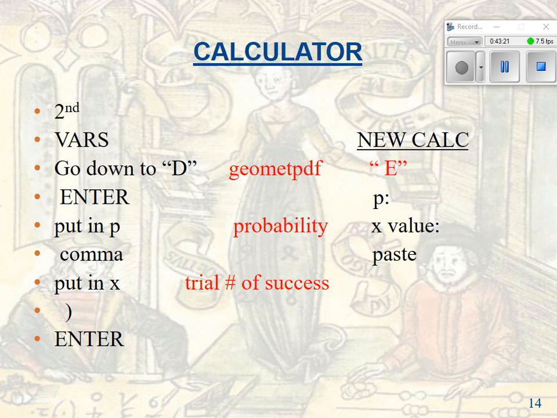There's the stuff for the calculator, down to D. Let me see, put in P, comma, X. Oh, wait, I was putting them in backwards, I think. Did I tell you to put in X first? Yeah. No, I was putting them in backwards.